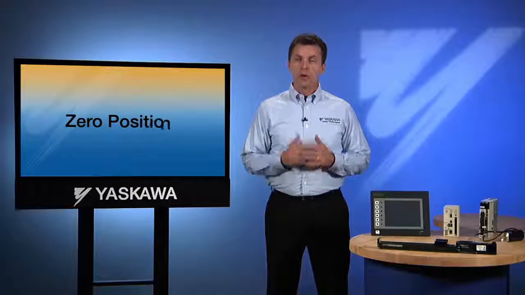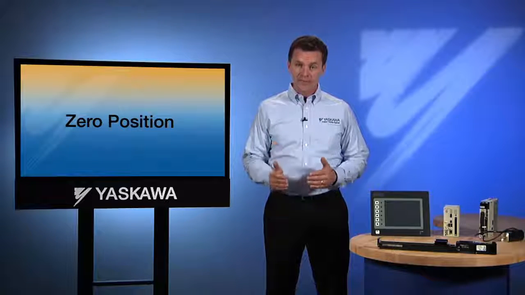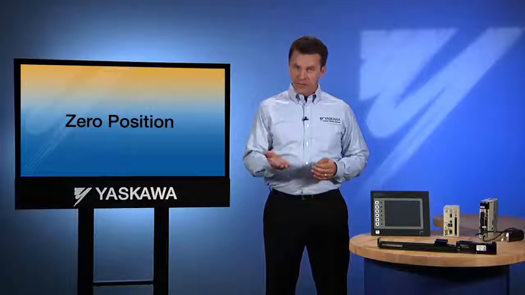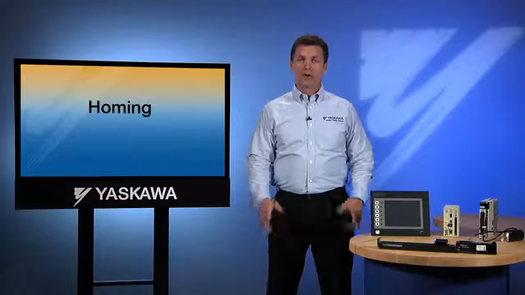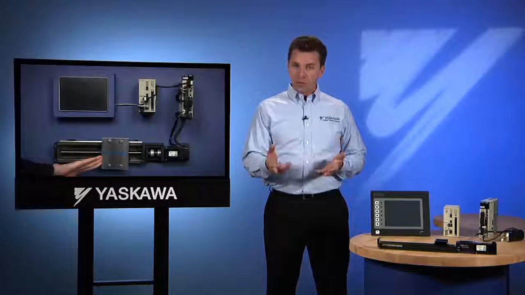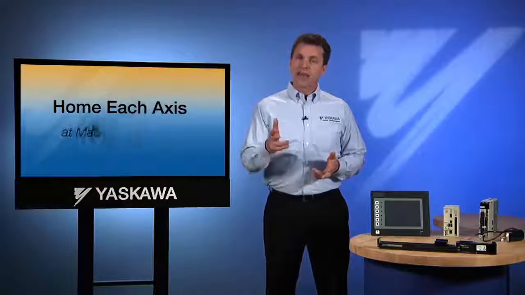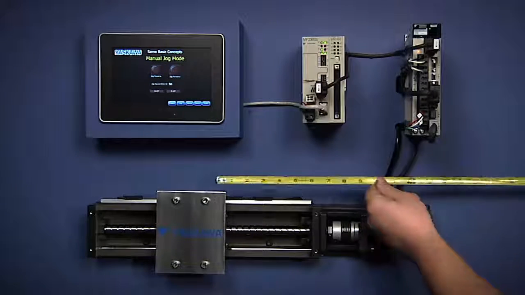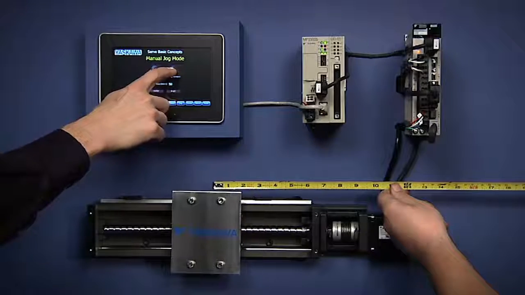Absolute positions and moves only make sense when compared to the absolute position which the controller has identified as 0. The machine requires a repeatable method to find this 0 point. This method is often called homing, or 0-point return. To reorient an axis that may have been moved while the power is off, the controller needs to home each axis every time the machine powers up. A very simple way to accomplish homing is for the operator to visually align the axis to its 0 position.